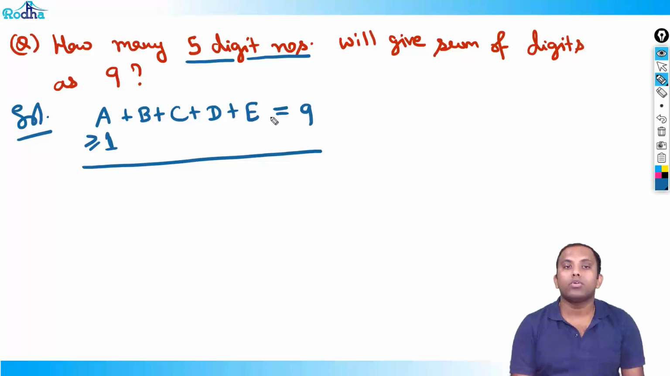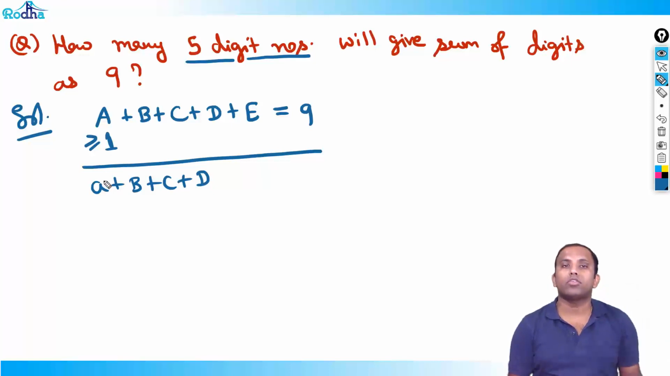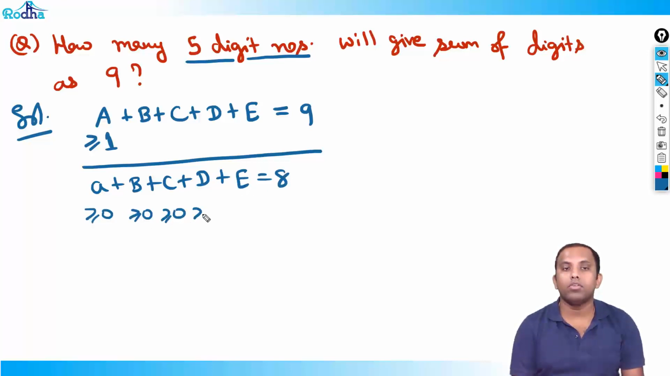9 chocolates to be given to A, B, C, D, and E such that A needs at least 1. So give 1 to A. If you give 1 to A, now A plus B plus, you can change the variable or not, right? I'm not writing a small a just to differentiate. It's your wish. A plus B plus C plus D is equal to 8. Now, since all can be 0, how many solutions now? 8 plus 4, 12C4. 12C4 is the answer, right?